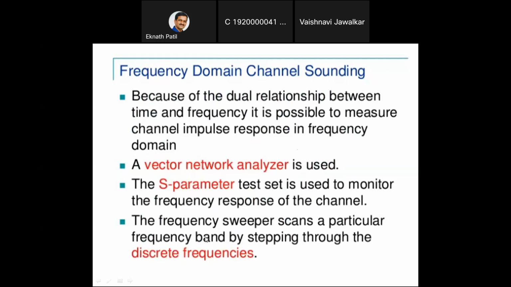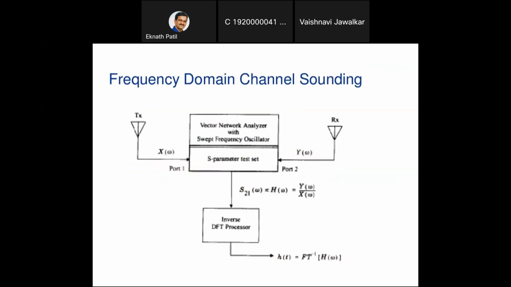Frequency sweeper scans a particular frequency band by stepping through the discrete frequencies. This is the frequency domain channel sounding, and it shows the transmitter X of omega, which is in the frequency domain only. Vector network analyzer, sweep frequency oscillator, and here is the receiver. So there is an S parameter test set, and with the help of that, inverse DFT, they are going to calculate the response of the multipath channel, that is, h of t. So this is the frequency domain channel sounding.